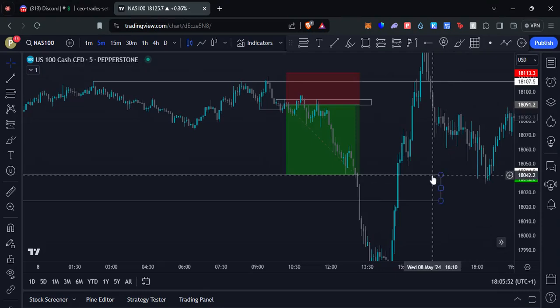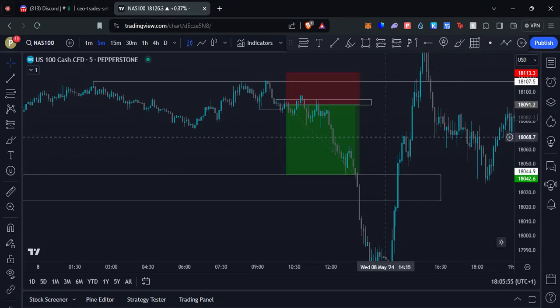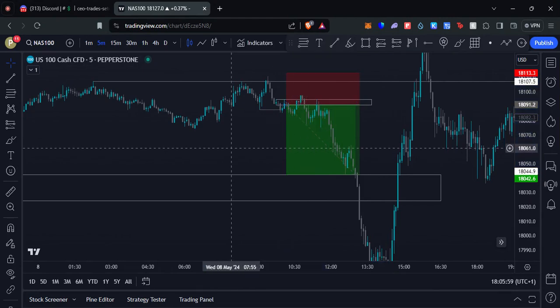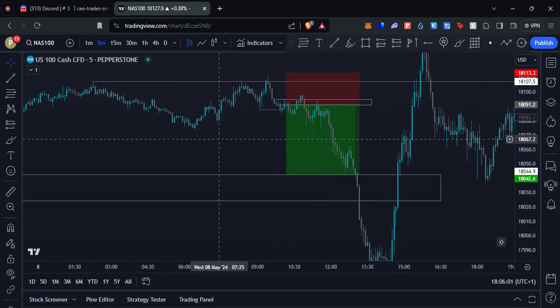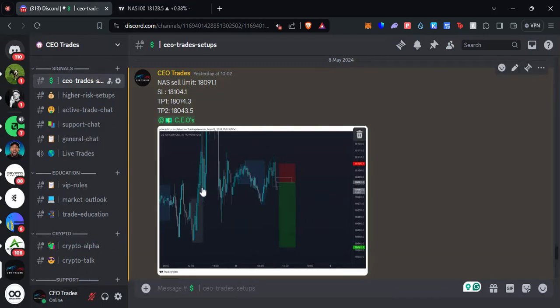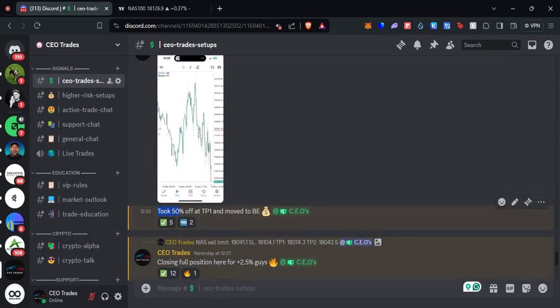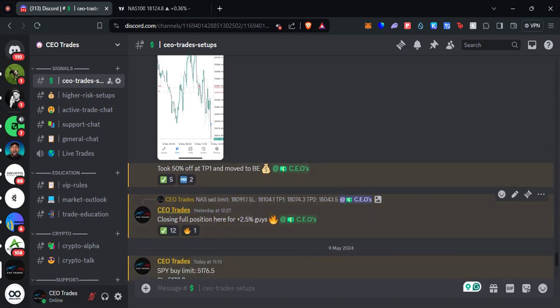So guys, in today's video, I wanted to talk to you and break down this absolutely beautiful 1 to 2.5 risk to reward trade that we took on NAS 100 yesterday. Now, as you can see, I sent the sell limit into the Discord for myself and all of the members to be able to take. We managed it beautifully. We took 50% off at TP1, moved to break even, and closed the full position for a beautiful 2.5% gain on the account.